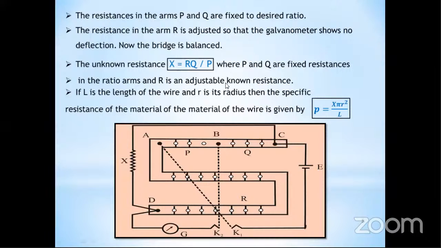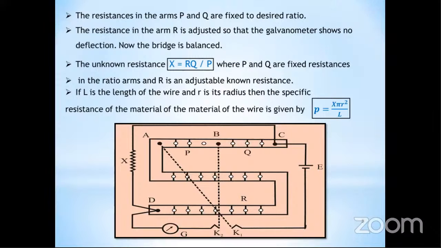In this way, R is adjustable, that is the known resistance, and if L is the length of the wire and r is the radius, then using the formula for the specific resistance of the material of the wire, rho is equal to X, that is the unknown resistance, times pi r square divided by L. In this way, we first find the unknown resistance X, and then with the help of the length L of the wire and the radius, we can find the specific resistance, that is, specific resistance is equal to X times area A, here pi r square, per unit length, that is the capital L. In this way, with the help of this post office box, which depends on the phenomenon of the Wheatstone meter bridge, we first find the value of X, and then with the help of this value of X, we can find the specific resistance of that wire.